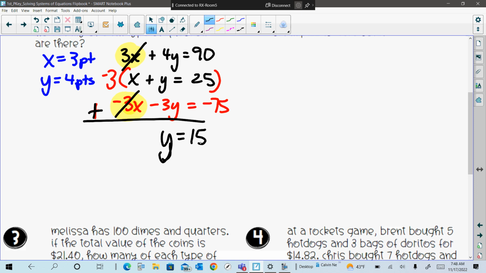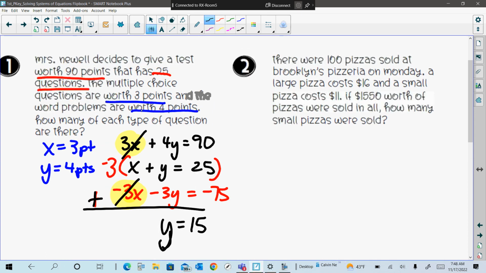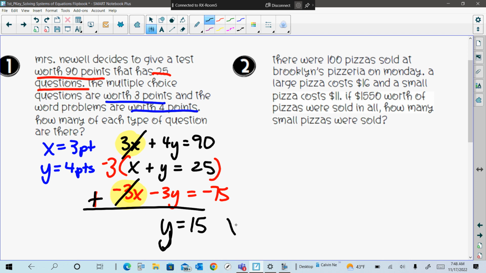What I did what? Oh, because it told me I have a multiple choice test that are worth different values. So I knew if my x is my 3-point question and I have a total of 90 points, I did 3 times x, to be 3x. And since I know there's a total of 25 questions, if y is 15, then the x has to be 10 to add up to 25.